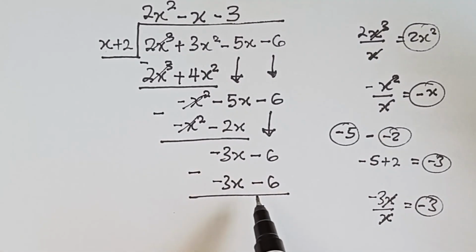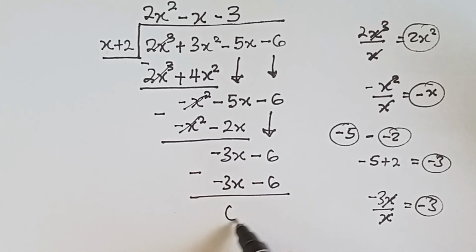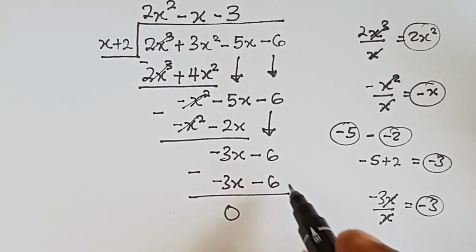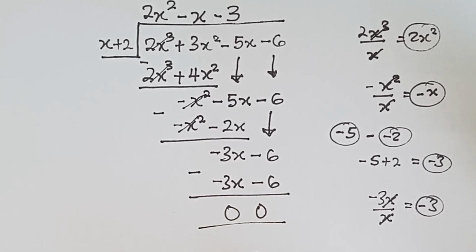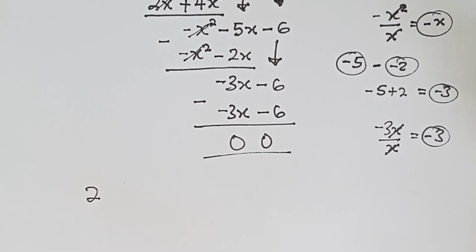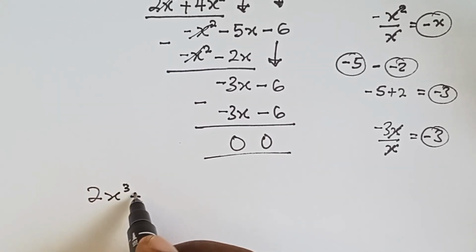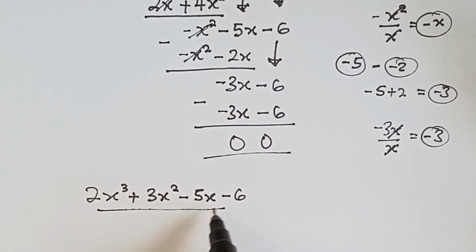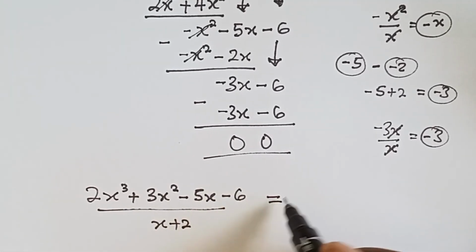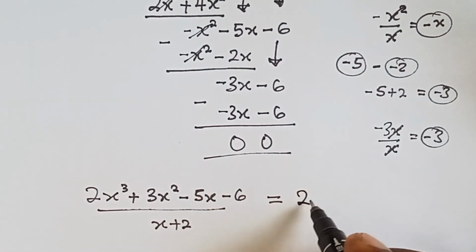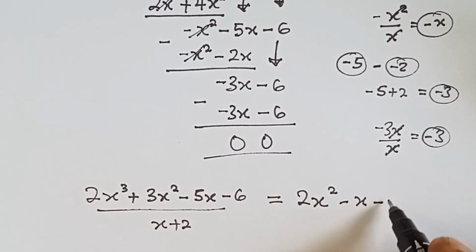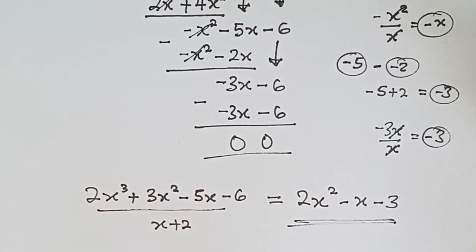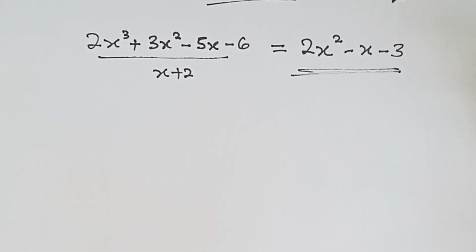So we're doing subtraction again. Minus 3x minus minus 3x will give us 0. Minus 6 minus minus 6 will also give us 0. Okay, so there is no remainder. That means that when you divide 2x raised to the power 3 plus 3x raised to the power 2 minus 5x minus 6 by x plus 2, it gives us the answer, which is 2x squared minus x minus 3. This is our answer.